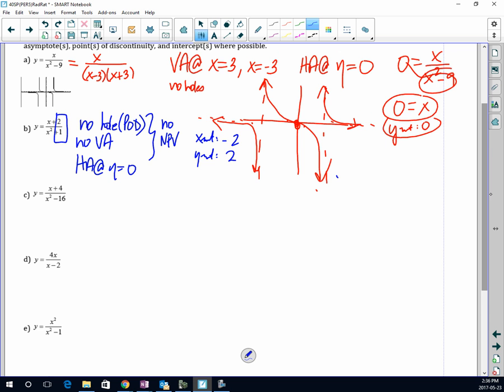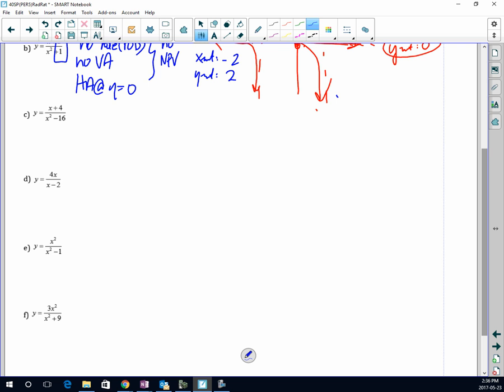Okay, let's move on. Y equals x plus 4 over x squared minus 16. What should we do here? We should factor. What's the difference of squares? Yes? Then these cancel. Yes? So what are we left with? 1 over x minus 4, where x cannot equal what? 4? Negative 4. Okay.